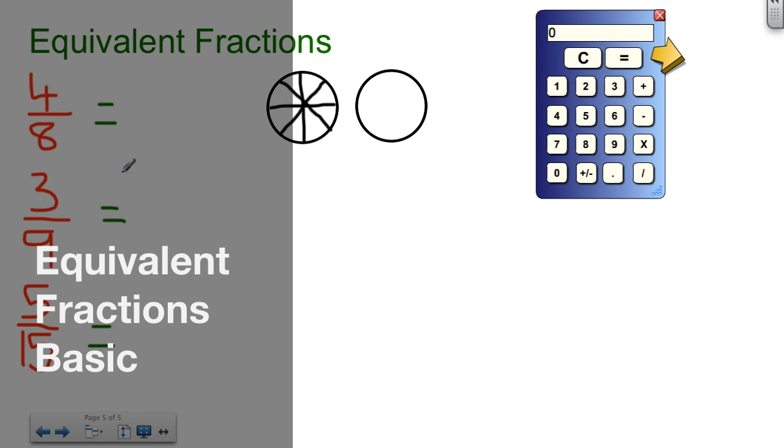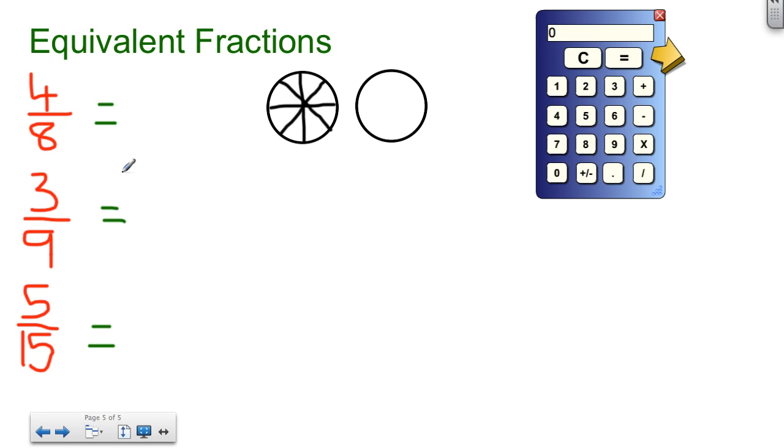Okay, so this video is going to be looking at equivalent fractions. Equivalent fractions are fractions that look different, but they're worth the same value. I'll try to explain, first of all, what that means, and also the process of working out how to simplify fractions using equivalent fractions.